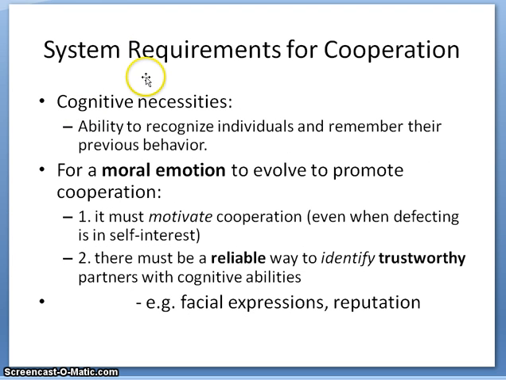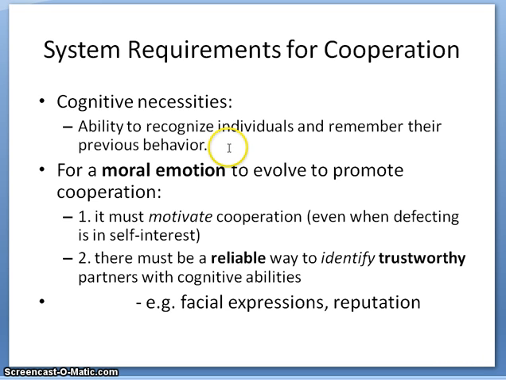And we can think of some system requirements for cooperation, some cognitive necessities. Well, in order to do this cooperation on a repeated basis, you're going to have to be able to recognize the individuals that you interact with. So if you've got a social circle, maybe it's got 100 people, 200 people, 300 people, whatever, you're going to have to remember these individuals, what they look like, and of course remember their previous behavior. Right? Who was nice to you? Who stabbed you in the back? Who was helpful to your friend? Who was not helpful to a friend, etc.